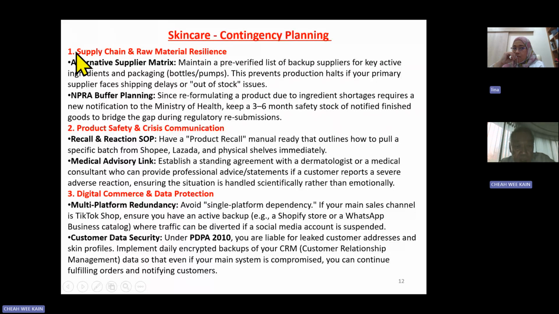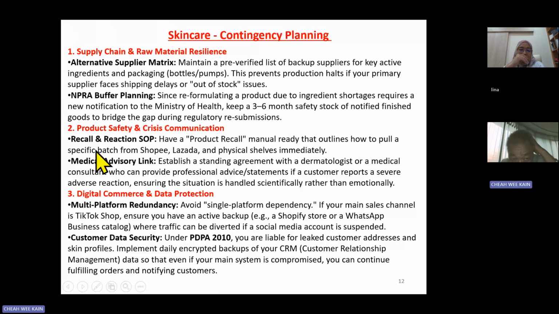Anyway, if you have this supply chain, you may have to consider alternate supplier metrics, a list of backup suppliers for active ingredients and also for packaging, in case of out of stock. Then you also need buffer planning. When you change the ingredient or the formula, you need to inform the NPRA. So keep 3 to 6 months of safety stock of finished goods to bridge the gap. Because the NPRA is not going to give you approval immediately, you still need to keep stock to keep selling based on the old formula until the new formula has been approved.